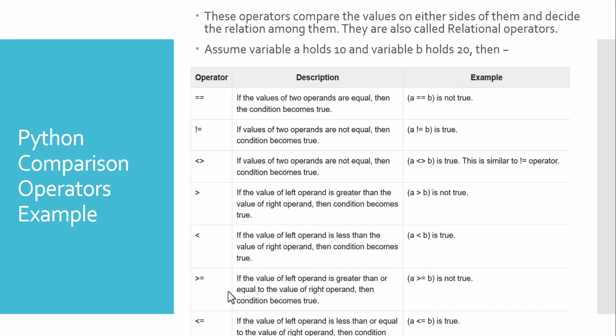Okay, similarly here, the greater than or equal to symbol: if the value of the left operand is greater than or equal to the value of the right operand, then the condition becomes true. Like say 10 greater than or equal to 20, not true, right? Similarly less than or equal to, 10 is less than or equal to 20, true. Okay, we can see the example also.